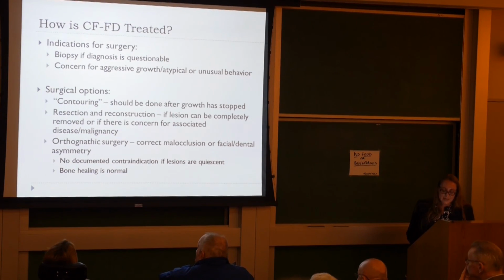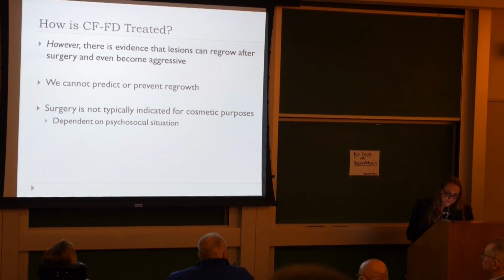Orthognathic surgery is a type of surgery that's done in conjunction with an orthodontist to correct malocclusion or facial or dental asymmetries. And this has been done in fibrous dysplasia bone, and there are no documented contraindications, which means that if the bone is not actively growing, it's okay to do this. And I know we mentioned a little bit about the plates and screws that we use. We do use titanium plates and screws, and these have been shown to integrate well, and the bone heals normally, so these are not matters that as a craniofacial surgeon we worry about. The bone healing has been documented to be normal in such patients.